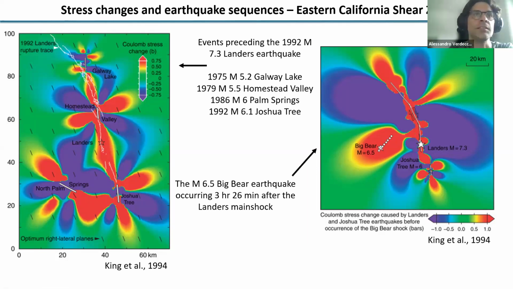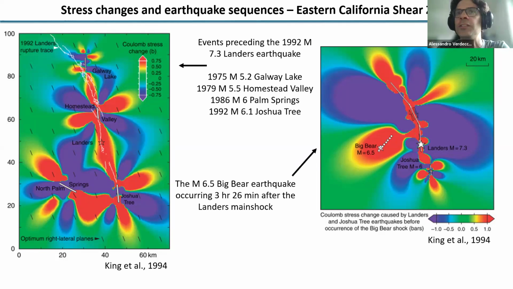But this was not the end. Basically 3 hours and 26 minutes after the Landers main shock, another earthquake occurred on another fault. You can see here to the right, the Big Bear earthquake, magnitude 6.5. This is, I would say, quite a lot of earthquakes in a very short time. So between 1975 and 1992, we'll see there will be another earthquake in 1999.